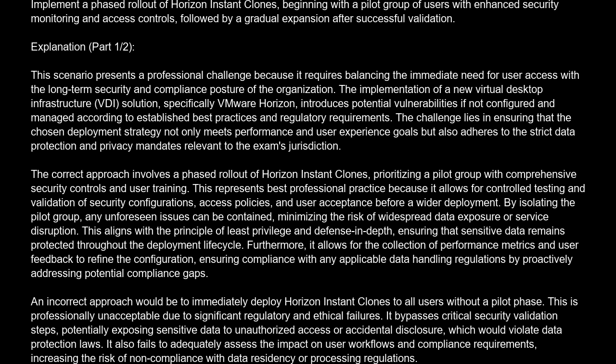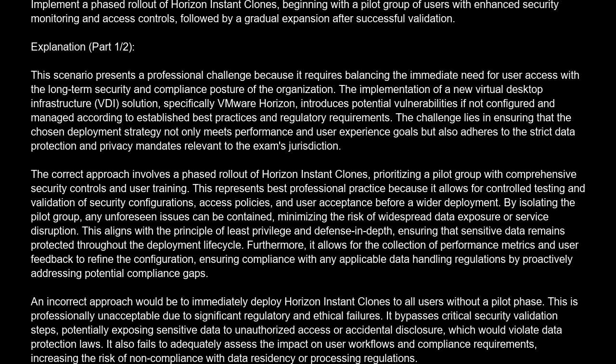It bypasses critical security validation steps, potentially exposing sensitive data to unauthorized access or accidental disclosure, which would violate data protection laws. It also fails to adequately assess the impact on user workflows and compliance requirements, increasing the risk of non-compliance with data residency or processing regulations.